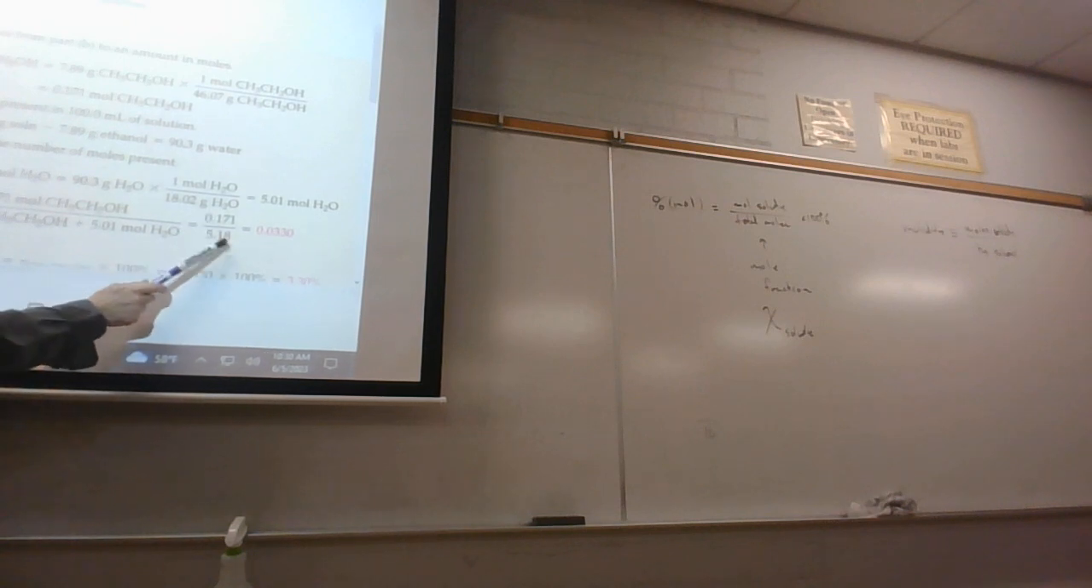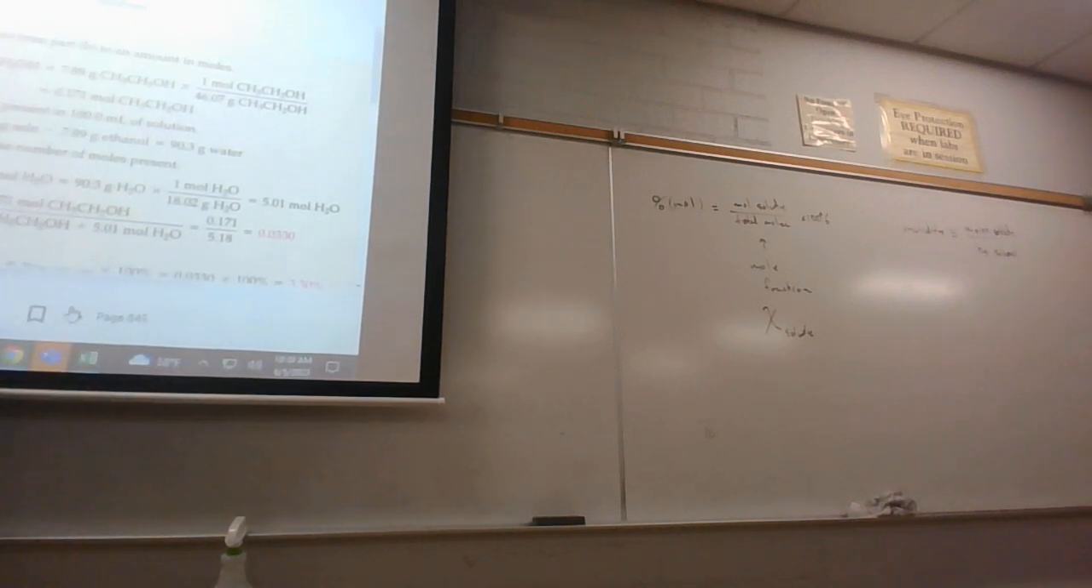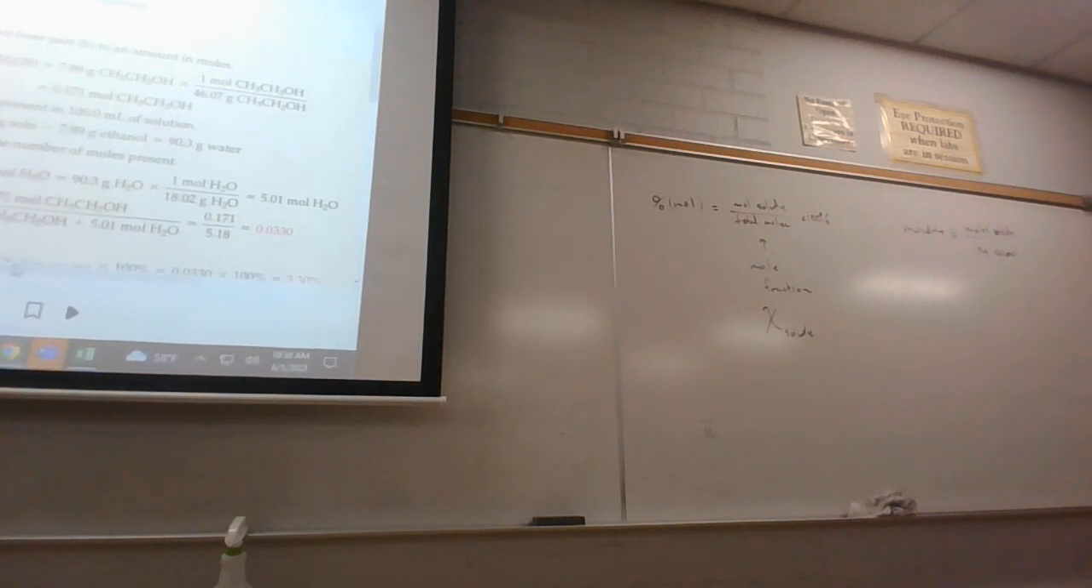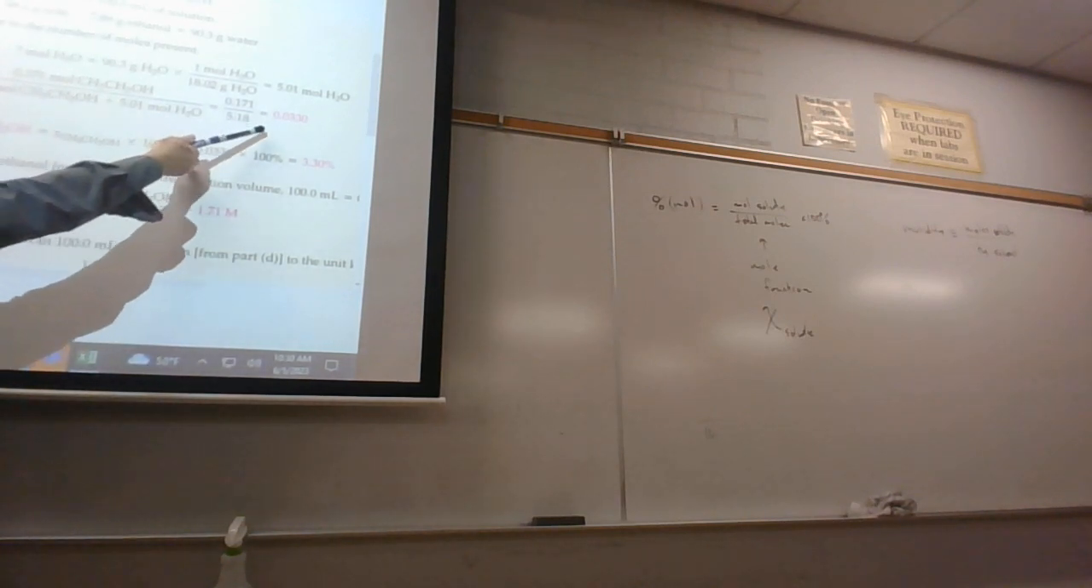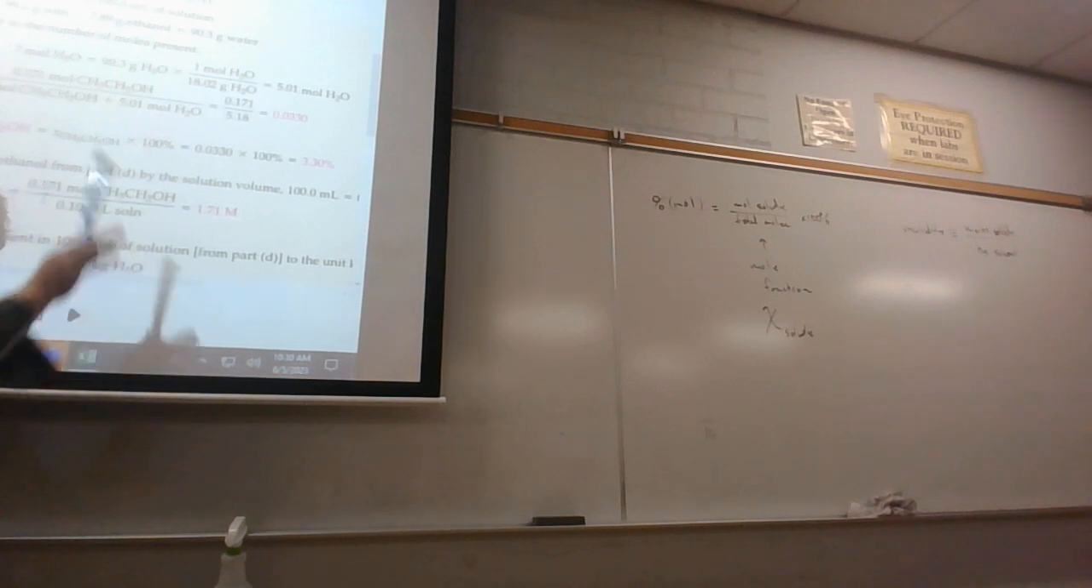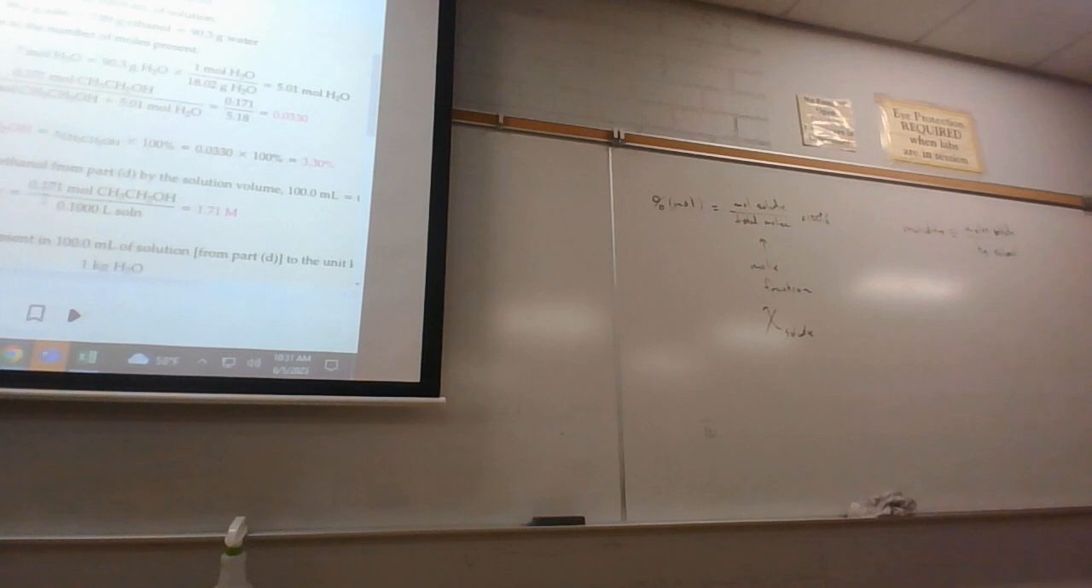Usually mole fraction is expressed in decimal form, and that's called chi. So this would be chi ethanol. And then what do we do with the mole fraction? We use that for other calculations later on in the chapter. The mole percent is just the mole fraction times 100%, 3.30%.